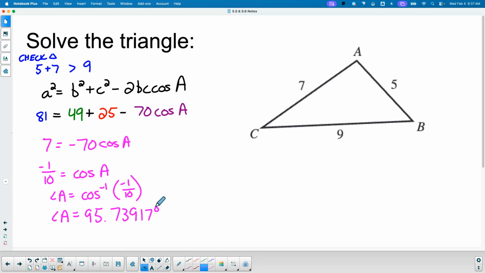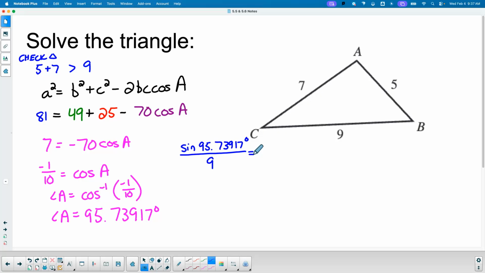Next, I would utilize the law of sines. Now I can say that the sine of 95.73917 degrees divided by side 9 is equal to, which angle do you want to find next? Which angle should we find? Should be C, right? Okay. But does it really matter? No, doesn't matter in this case because we had an obtuse angle for our first one, so they're both going to be acute, so it doesn't matter.